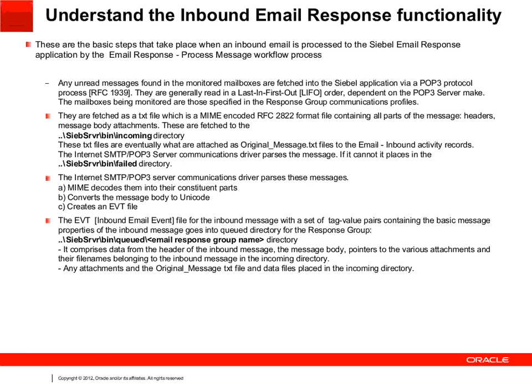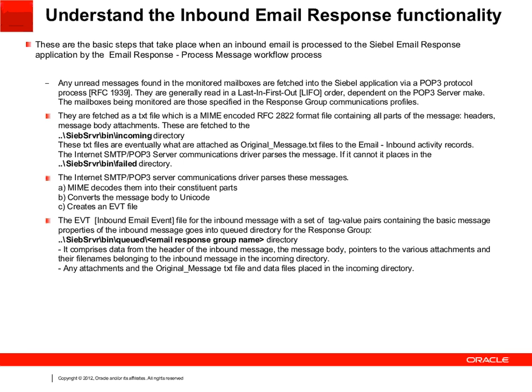These are fetched to the siebsrvr bin incoming directory. These text files are eventually what are attached as original message.txt files to the email inbound activity record. The SMTP POP3 driver parses the message. If it cannot parse the message, it places the message in the siebsrvr bin fail directory. Once the message is parsed, MIME decodes it into its constituent parts, converts the message body to Unicode, and creates an .ebt file.